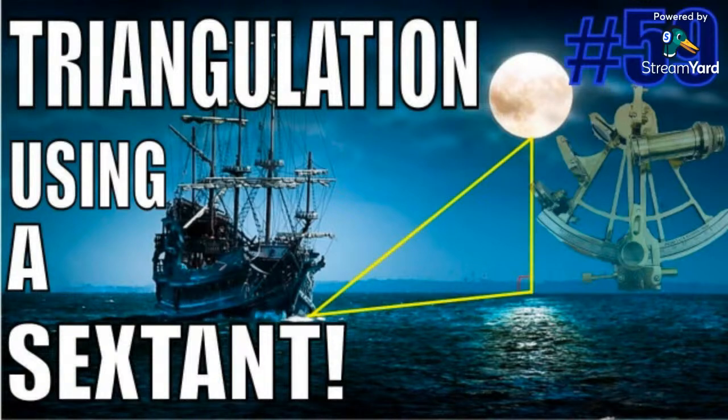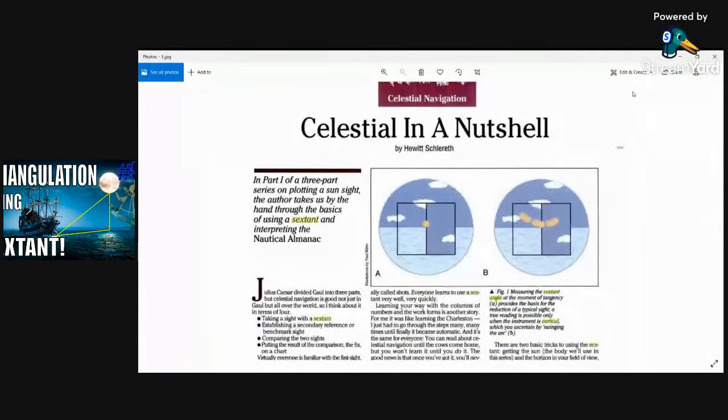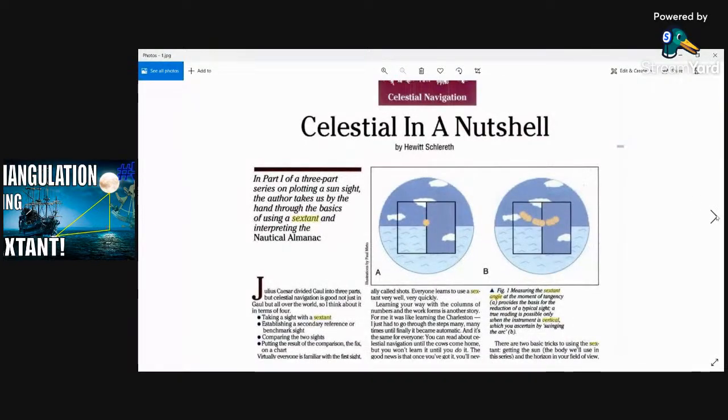So now let's get into how we actually use the sextant. So I've got a couple of screenshots here from an article called Celestial in a Nutshell. So this is going to be very interesting, how we're using the sextant here.